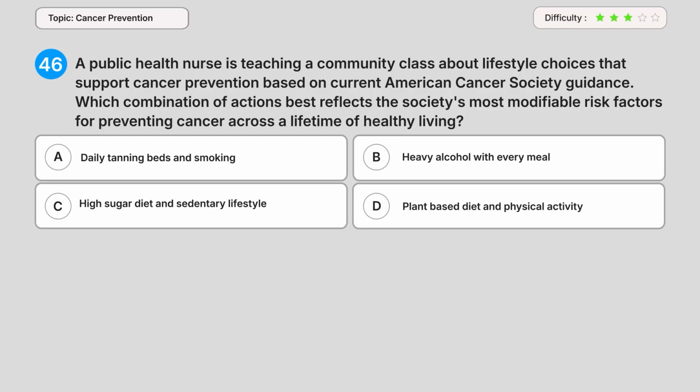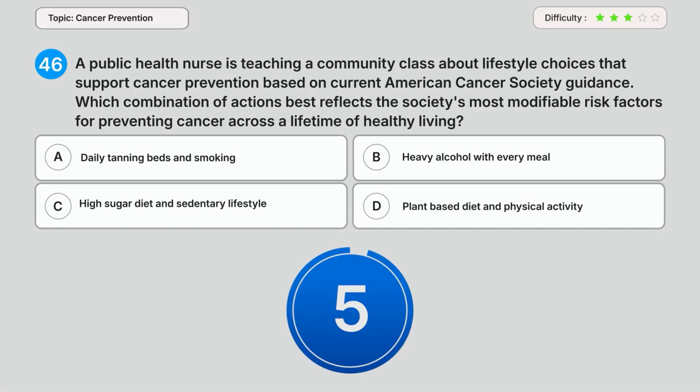A. Daily tanning beds and smoking. B. Heavy alcohol with every meal. C. High sugar diet and sedentary lifestyle. D. Plant-based diet and physical activity. Can you guess the answer?